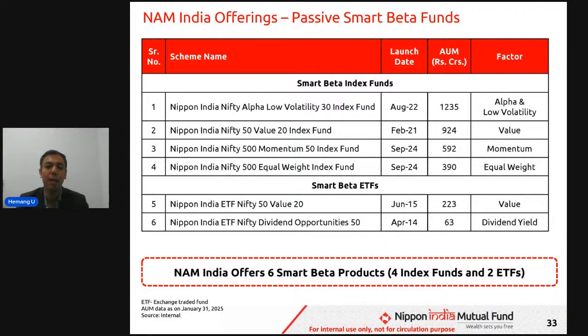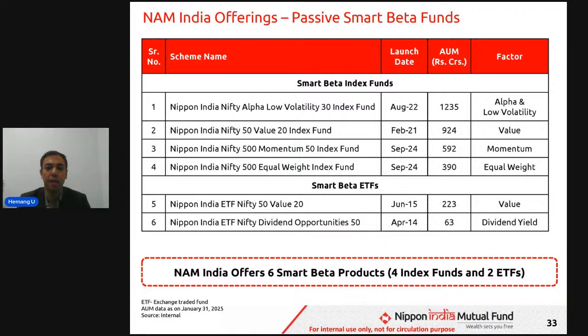In ETF format, we have the Nifty 50 Value 20 again, and the Dividend Opportunities 50, which picks up stocks with higher dividend yield. So these are the six products that Nippon offers on different factors, right? So you can go and explore those or others in the industry. There is a plethora of schemes available right now.